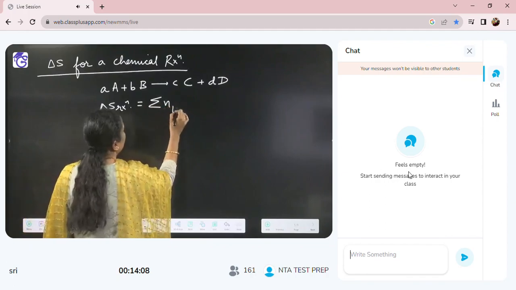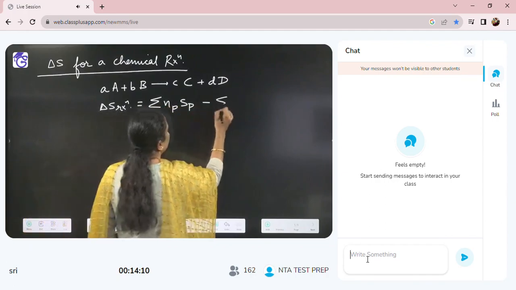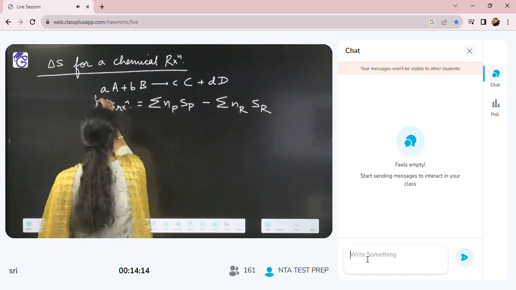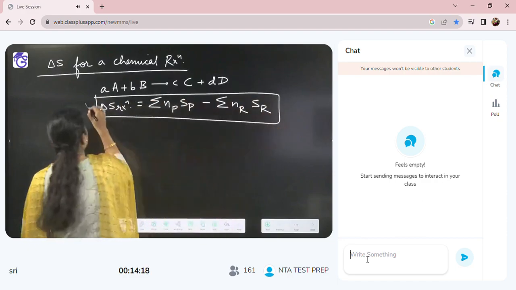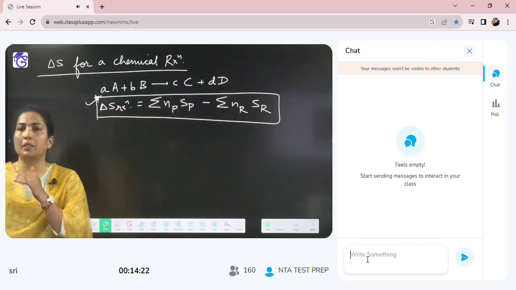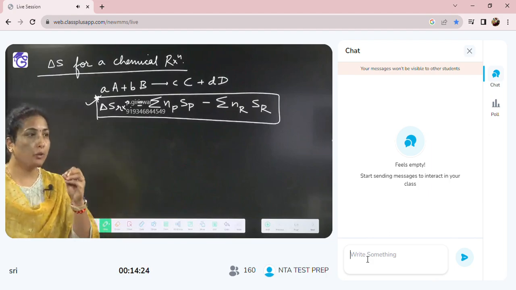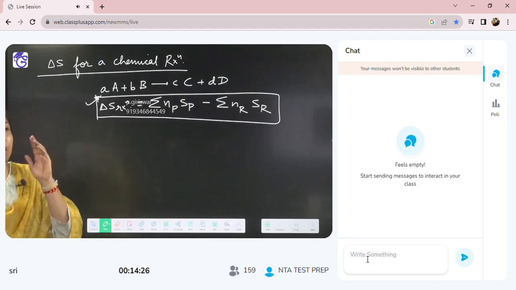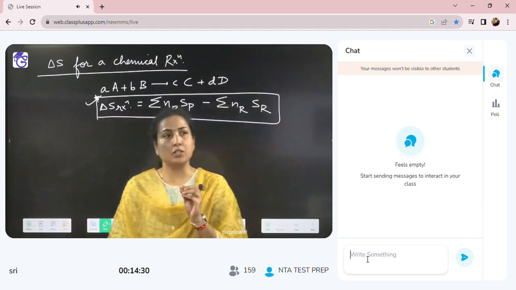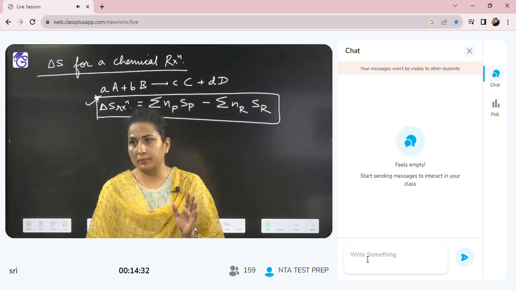Summation of number of moles of product into entropy of product minus summation of number of moles of reactant into entropy of reactant. All those entropy data will be given to you, and the number of moles of product and reactant means you have to refer to the stoichiometric coefficient of the reactant and product from the balanced given reaction, right? And you must check whether the reaction is balanced or not, right?